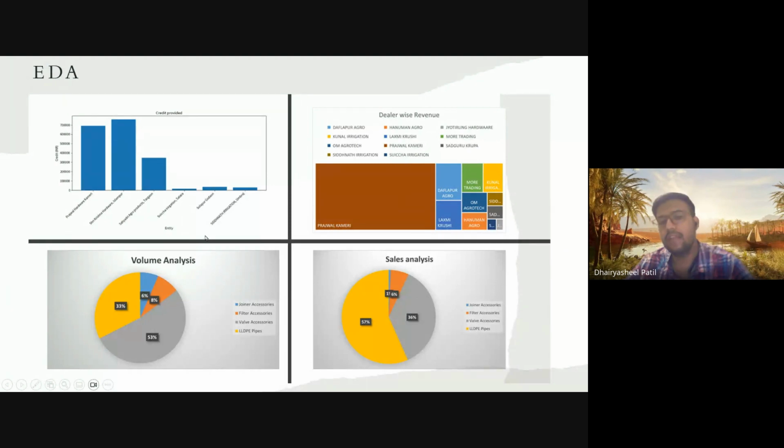The main thing here is that as there were 64 categories, it was very hard to gauge everything around all 64. So first we divided all those categories into four categories: joiner accessories, filter accessories, valve accessories, and LLDP pipes. Here we understood what kind of volumes they provide. And as I said, we did the sales analysis, like how much sales for each category. As you can see, the most is coming from LDP pipes.